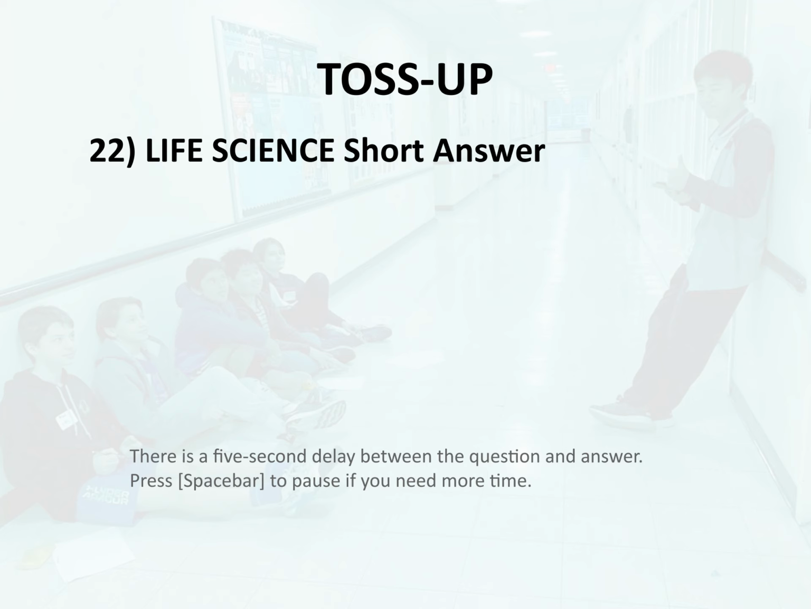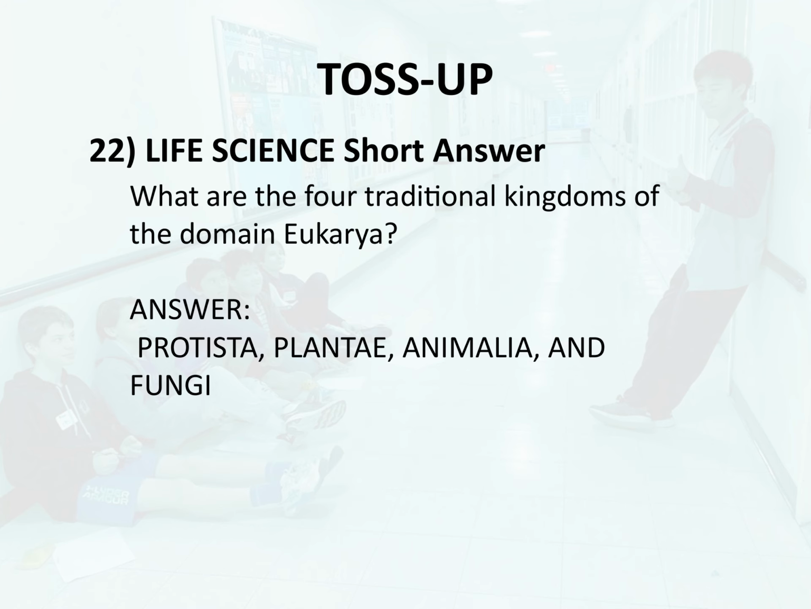Toss-up 22. Life science. Short answer. What are the 4 traditional kingdoms of the domain Eukarya? Answer. Protista, Plantae, Animalia, and Fungi.